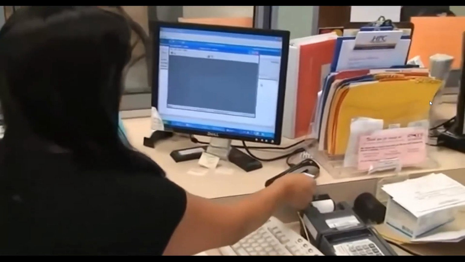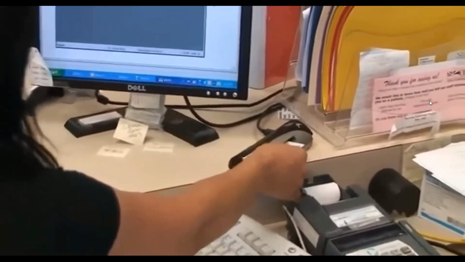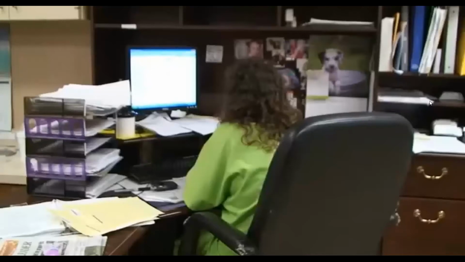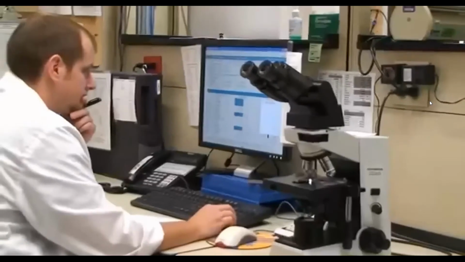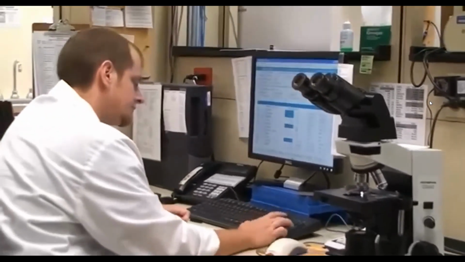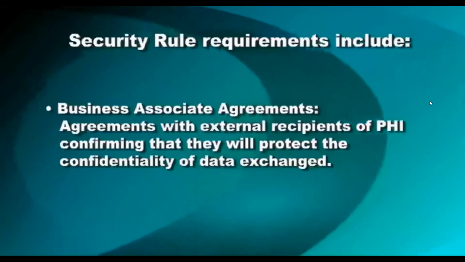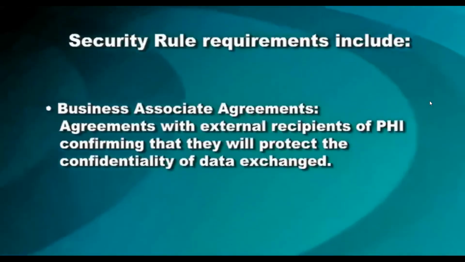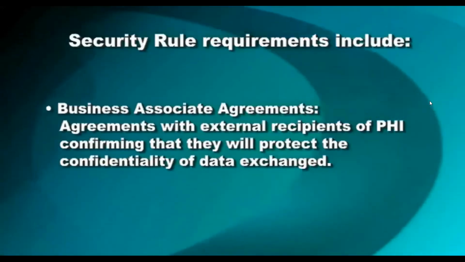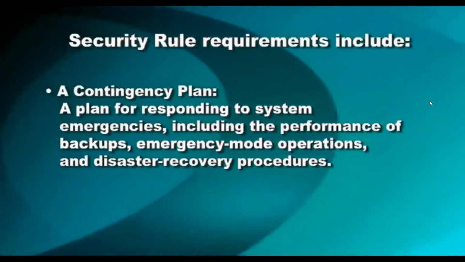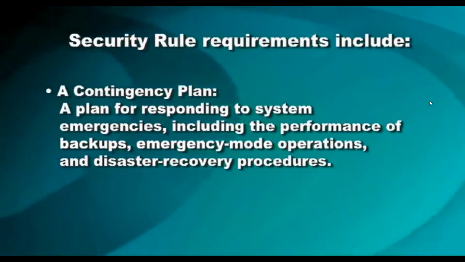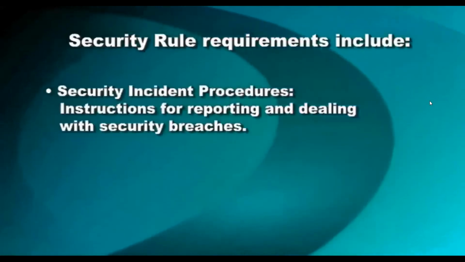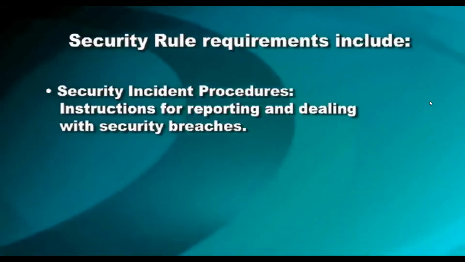It's important that all employees understand how to keep PHI secure and report any incidents regarding PHI. Employees should also understand the importance of password security, computer virus protection, and the dangers of malicious software. Your trainer should review the internal policies regarding each of these important security issues. Business associate agreements: agreements with external recipients of PHI confirming that they will protect the confidentiality of data exchanged. A contingency plan: a plan for responding to system emergencies, including the performance of backups, emergency mode operations, and disaster recovery procedures. And security incident procedures: instructions for reporting and dealing with security breaches.